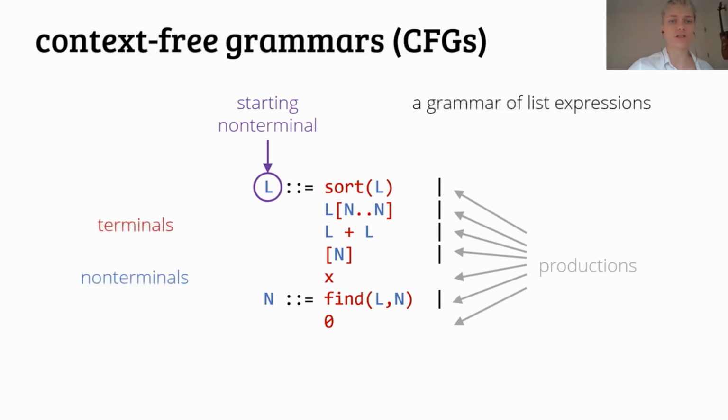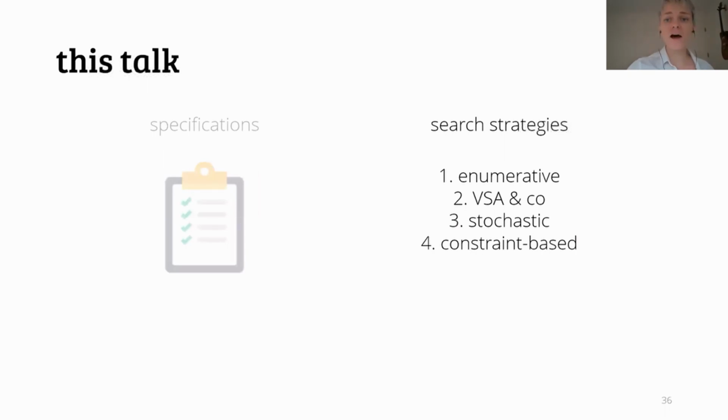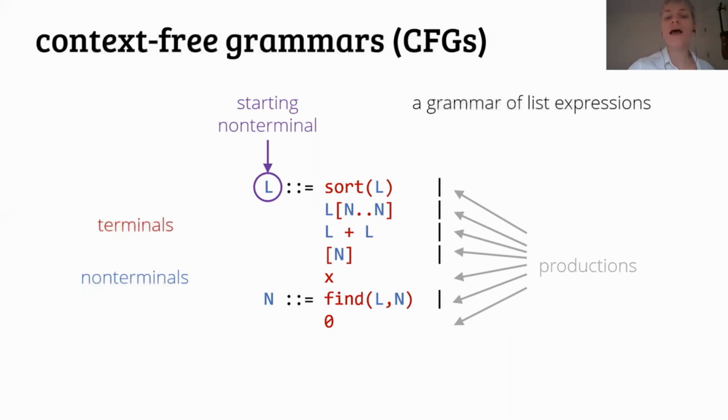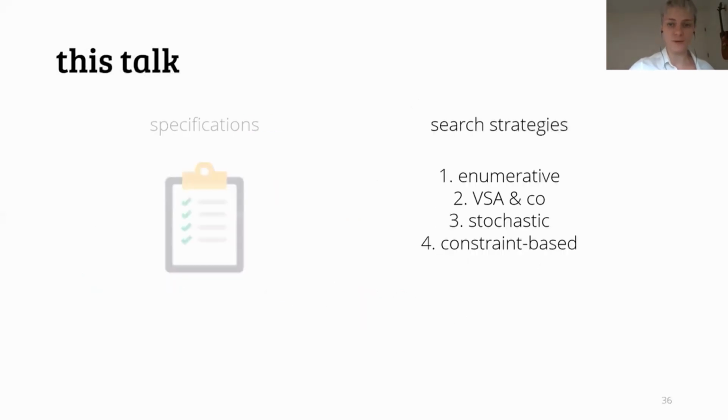And we have a starting non-terminal, which tells us the full programs that we're interested in are these list programs. So now the main challenge for search is, how do we systematically explore the space of all list programs described by this grammar, to find one that satisfies our specification? And there are basically four popular classes of search strategies used in synthesis right now. Enumerative, then the second one, if you're familiar with VSAs, you're familiar with this one. As a whole, they're called representation-based. Then there's stochastic and constraint-based techniques. And let me just give you a quick summary of these.